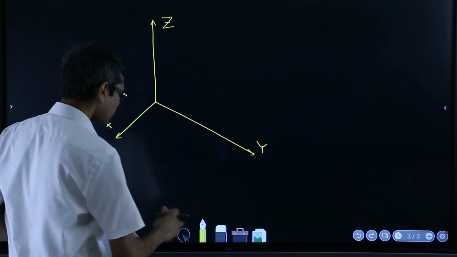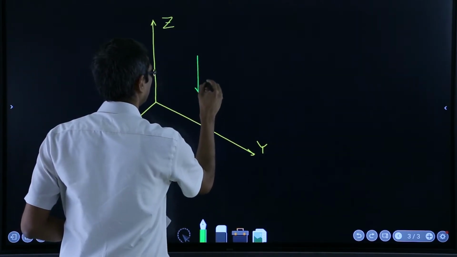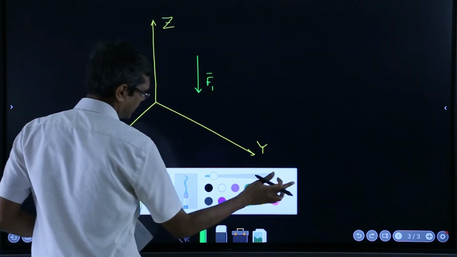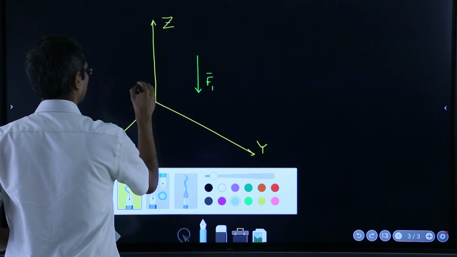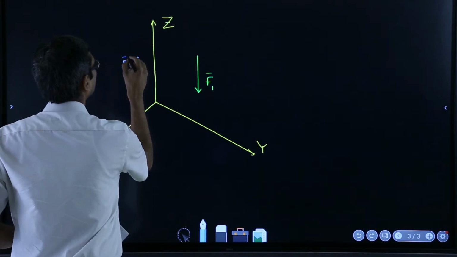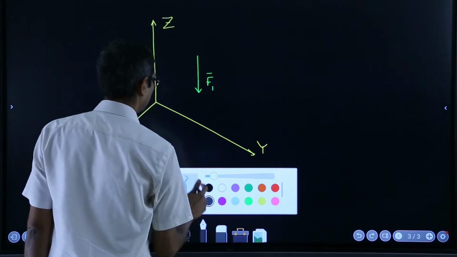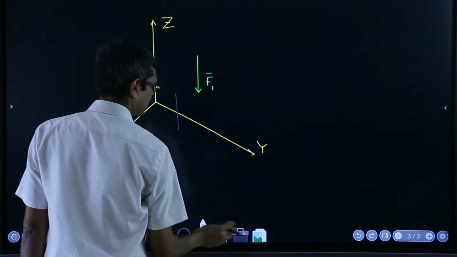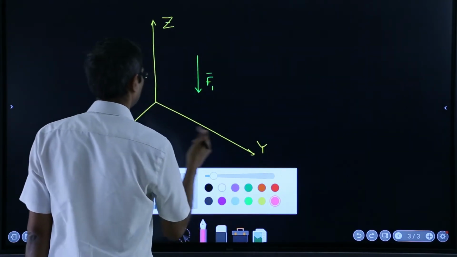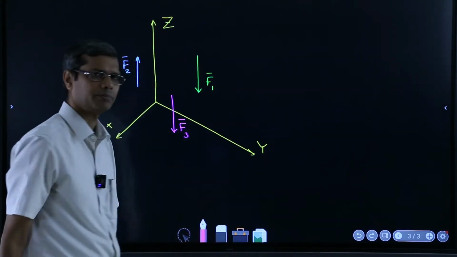Now let me draw the forces, which will all be parallel to the z axis. Let me show some examples. For example, let's say F1. So F1 is downward in the z direction. Let's say one more force is in this direction, with sense upward. This is F2. And just one more I'll draw, maybe somewhere here. It doesn't look clear, so I can draw, say, this one. So one more force I've drawn, F3.